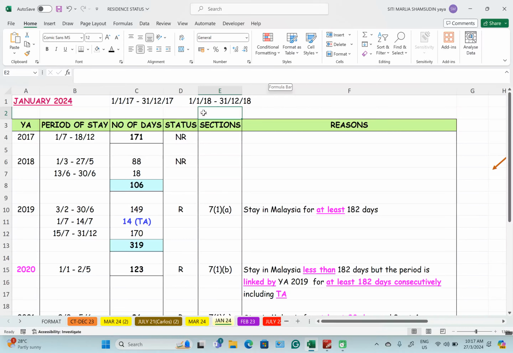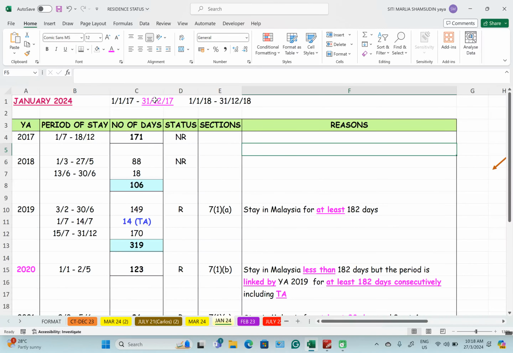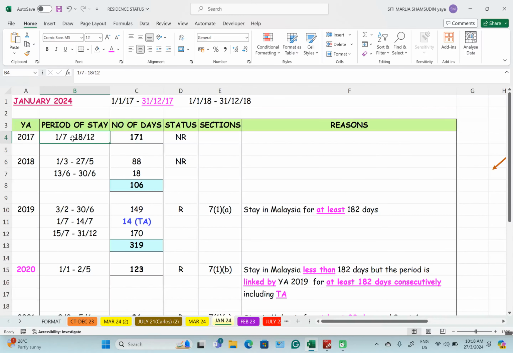Condition number 1 is in 2017. So how do we link from 2017 to next year, 2018? Of course, we need at least one day in December 2017. If you look here, in order to link 2017 and 2018, we are going to start with December, December 17. Look at 2017. Do we have December? Yes, we do. Now go to 2018.